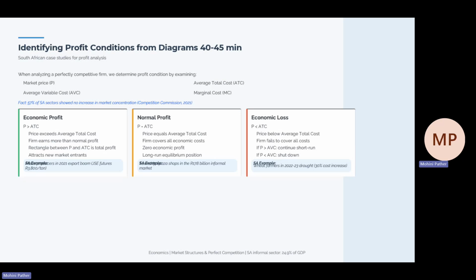Then we have your normal profit levels. The perfect example is your spaza shops. They're worth about 178 billion in the informal market. Your price equals your average total cost. The firm covers all your economic costs. There is zero economic profit, which means you're not making any excessive profits, and you have a long-run equilibrium position.